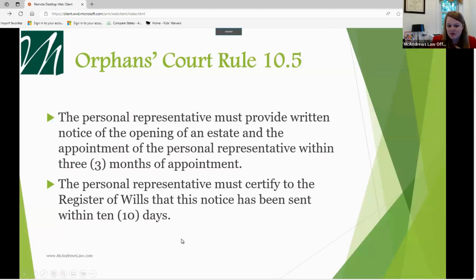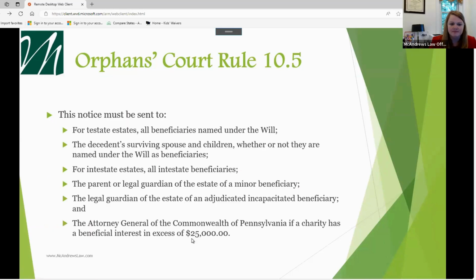Once you've sent this notice, you have to file another certification with the Register of Wills, letting them know that you actually did fulfill your obligation and send the notices that are required. So for testate estates, all beneficiaries named under the will, the surviving spouse, and children, even if they weren't named in the will. For intestate estates, all intestate beneficiaries, I would say intestate beneficiaries who are receiving a share of the estate.